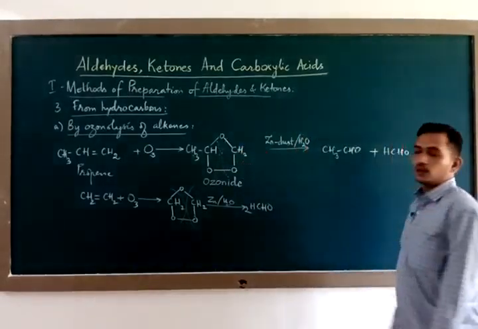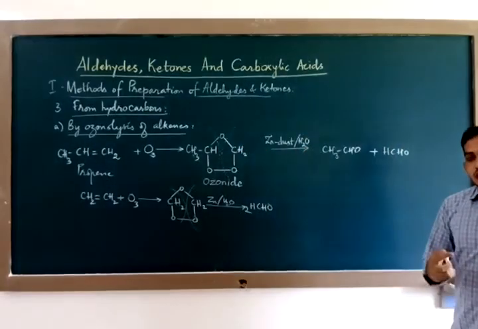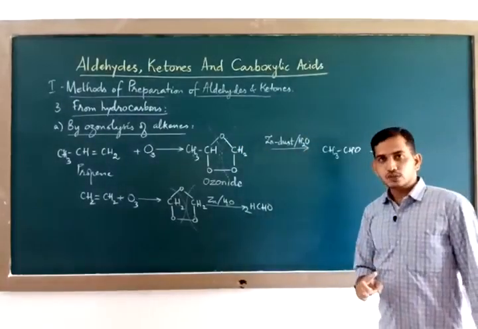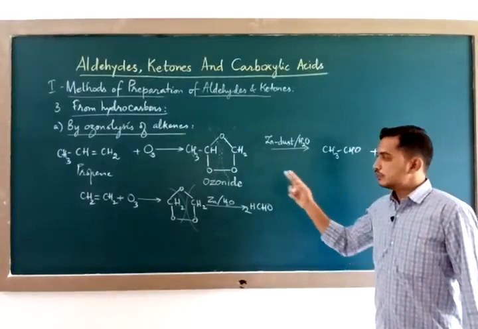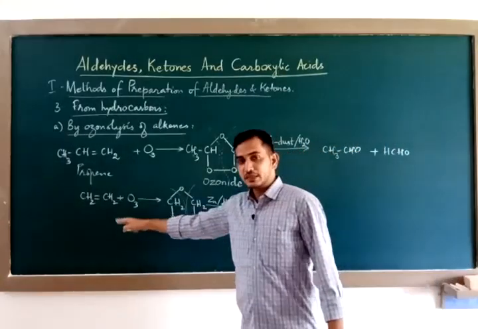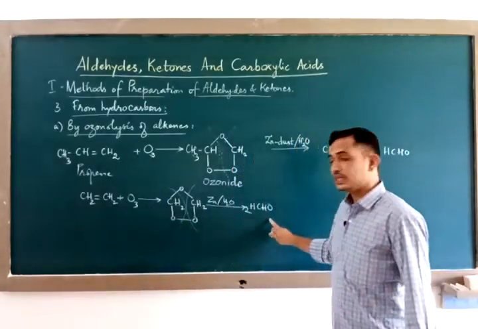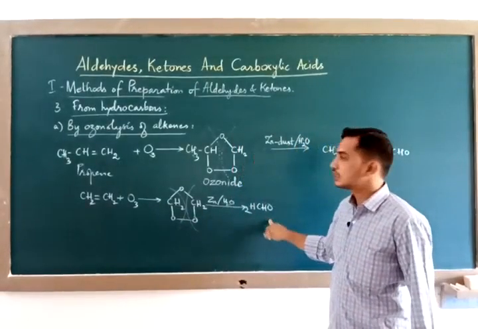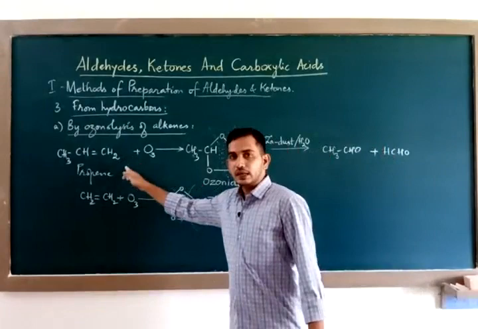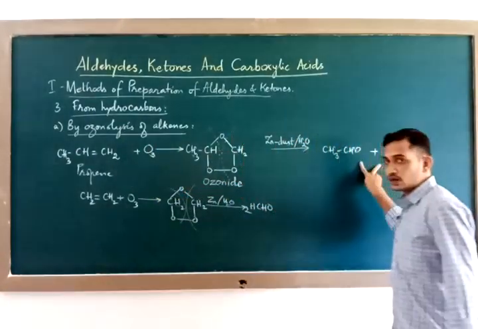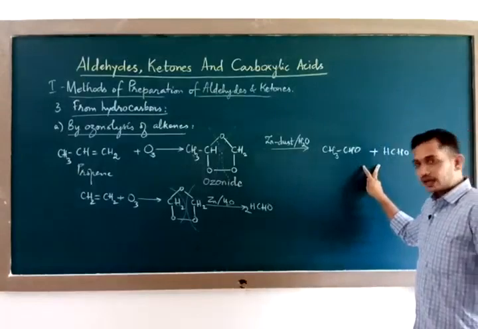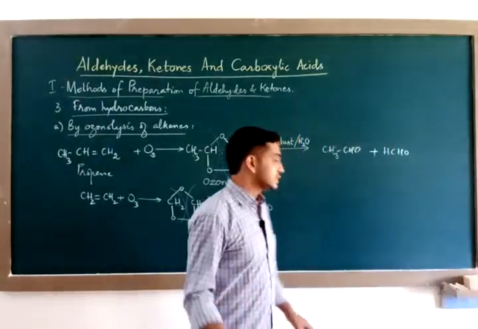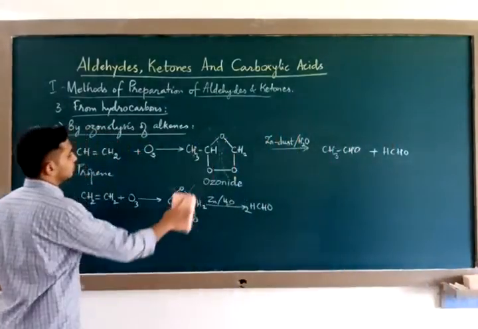So depending on the nature of alkene that you choose, your products will be different. If you choose a simple, symmetrical alkene, you will have same products, same kind of aldehydes. If you choose unsymmetrical alkene, 2 different products are obtained. Both of them are aldehydes only. Let us see a different example now.